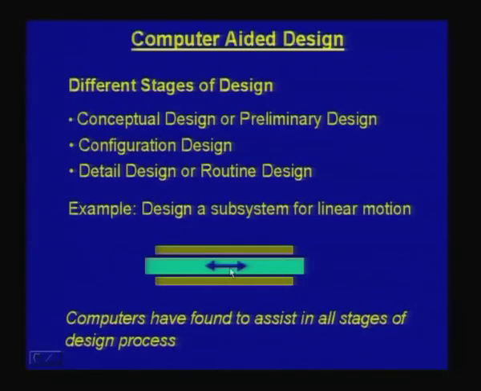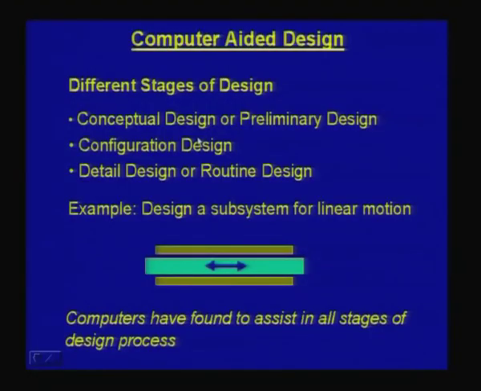Linear motion can be achieved in a number of ways. At the conceptual design stage, one would be looking at which particular mechanism to select. When it comes to configuration design, one would be interested in what the various components are that one has to put together in order to achieve this particular motion.